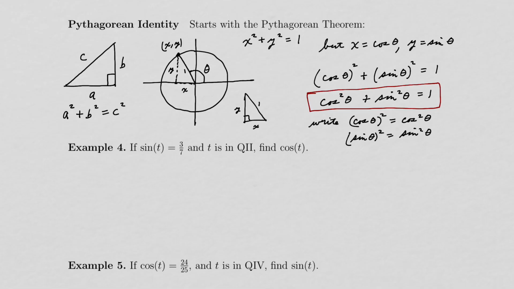Okay, so sometimes the Pythagorean identity is useful if they give us the value for either the sine or cosine, and we're asked to find the other one. But because the signs change depending on what quadrant you're in, we have to be told what quadrant the particular angle is in. So let's do some problems with this.